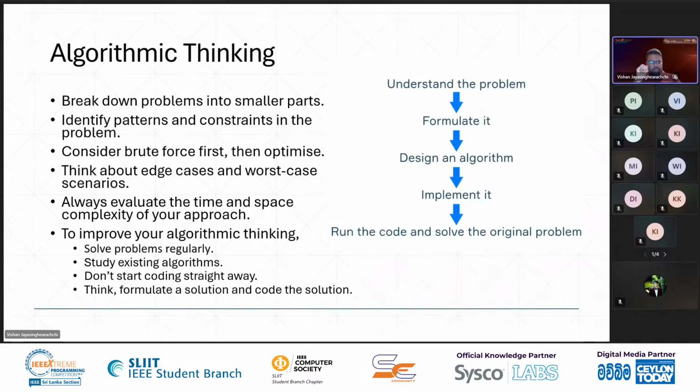And don't start coding straight away, which I just explained. Think, formulate a solution, and code the solution, right? That's the most important part. And when it comes to coding specifically, this won't always work, but one practice that I found to be quite easier to manage is basically just brute force first, then optimize. Don't try to write optimized code in the beginning, but just write what you figure out, right?